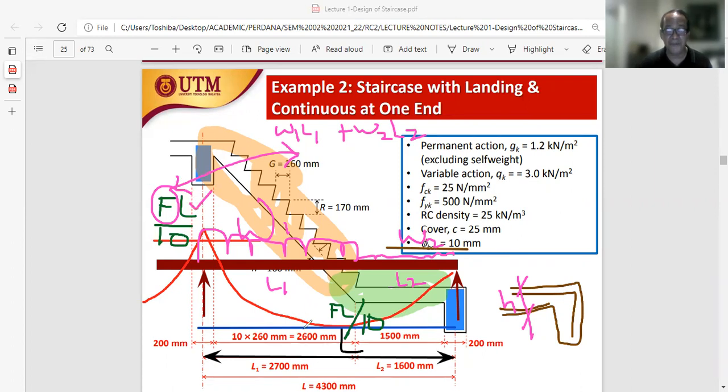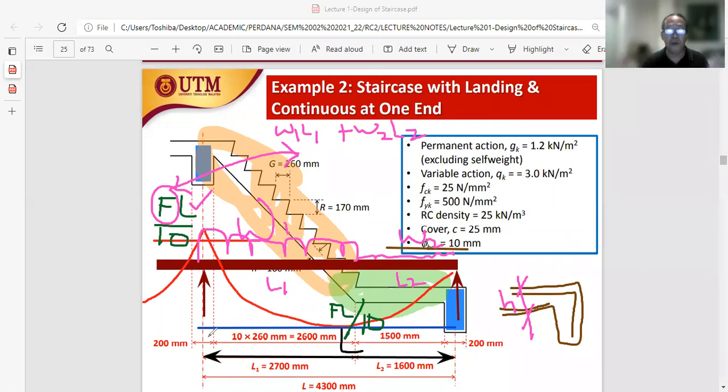L is given here, starting from the center of support on the right hand side, up to the center of support on the left hand side. That would represent the total span of the staircase. So overall, this would be the solution, the direction of the solution that we're going to look at.